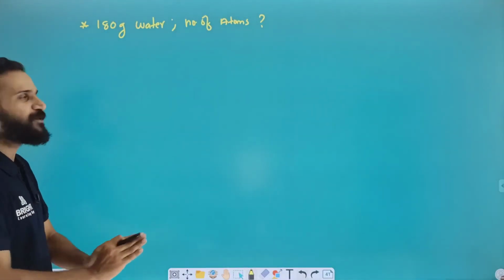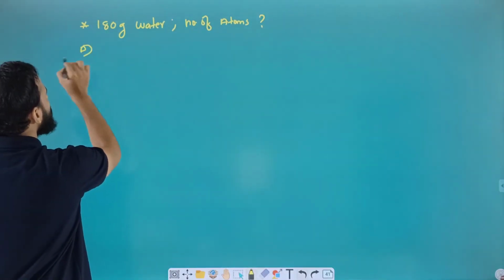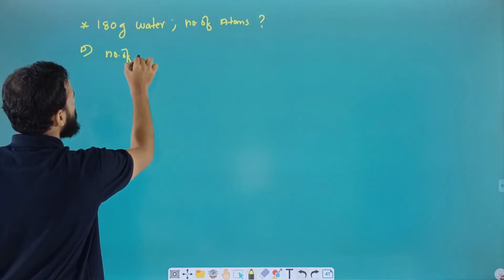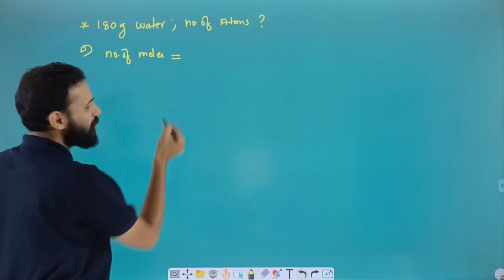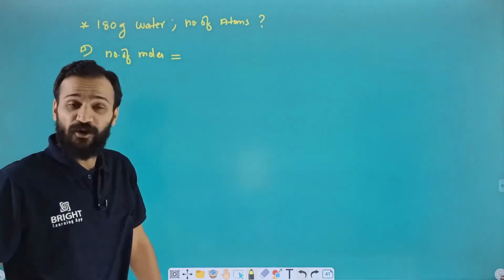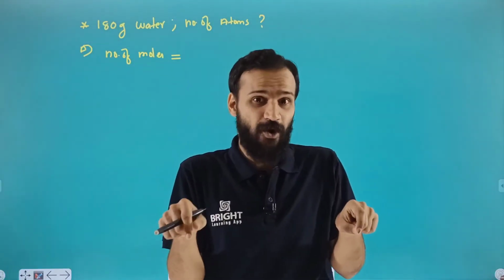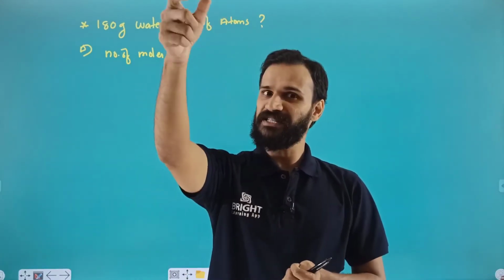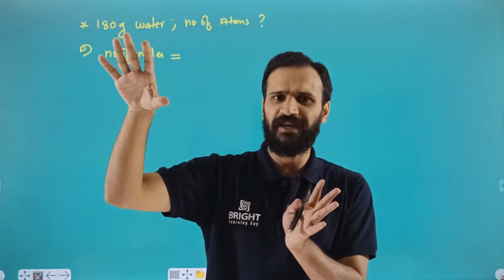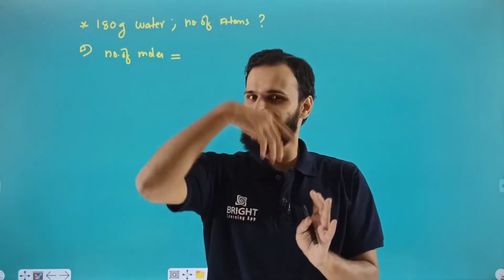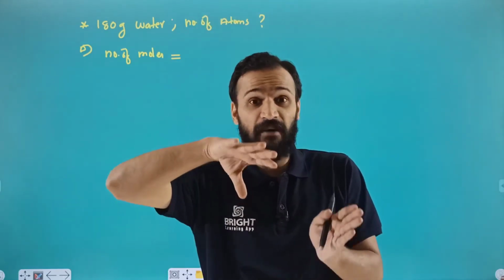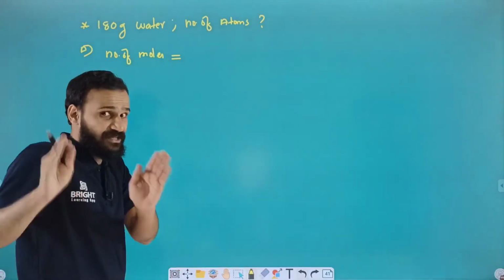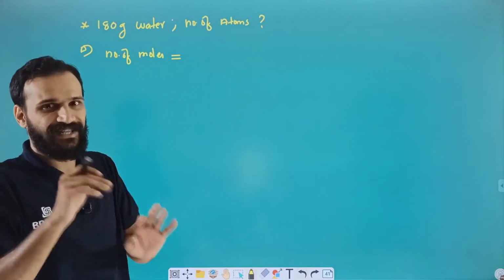The first step, no doubt, is the calculation of number of moles. Water is nothing but H2O, and H2O is a molecule. So which equation can we use? Given mass divided by gram atomic mass cannot be used. Why? Because H2O is not an atom, it's a molecule. So the second equation, given mass divided by gram molecular mass, we can use, because H2O is a molecule. Selection of equation is very important. Based on the question, you have to select the equation.